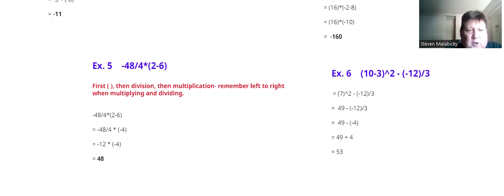Now, what a lot of students do is they just automatically multiply first, because in PEMDAS, the M comes before the D, so they think you multiply first. Look what happens if you multiplied first. 4 times -4 is -16, and -48 divided by -16 is a +3. But that's not the correct answer. So -48 divided by 4, you do that first, which is -12. And then -12 times -4 is a positive.